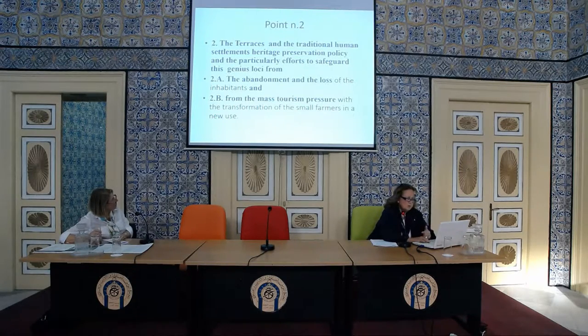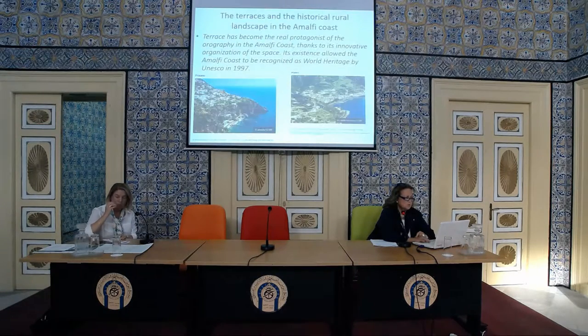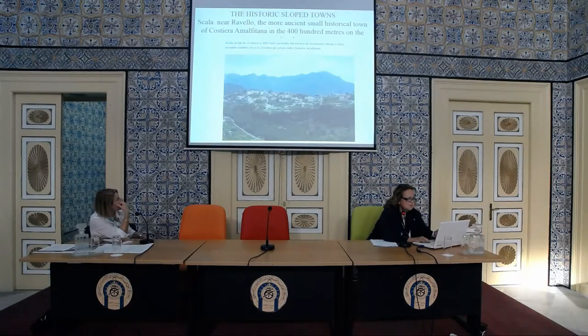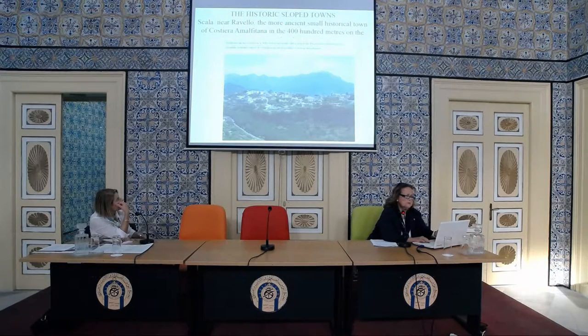The abandonment and the loss of inhabitants, and mass tourism pressure with the transformation of the small farms to a new use. These are two types of historical rural landscape in the Amalfi Coast. This is the traditional human settlement in the mountain. This is the historical village Scala, which you see in this photo. These are the historical sloping towns.